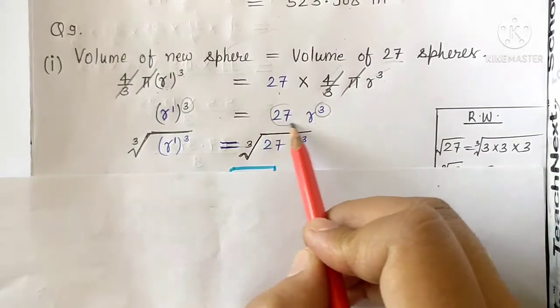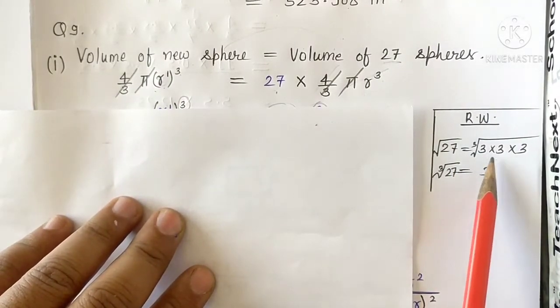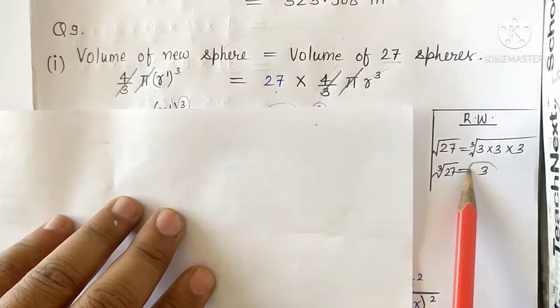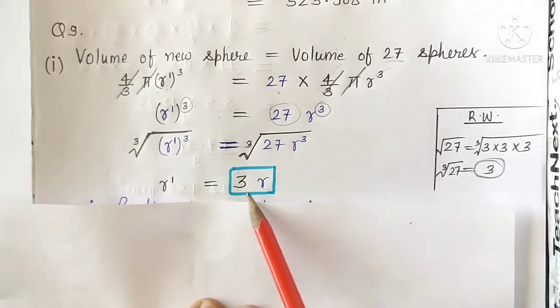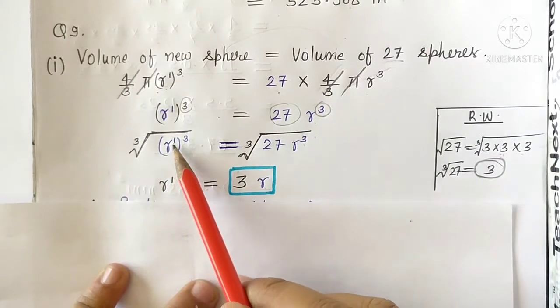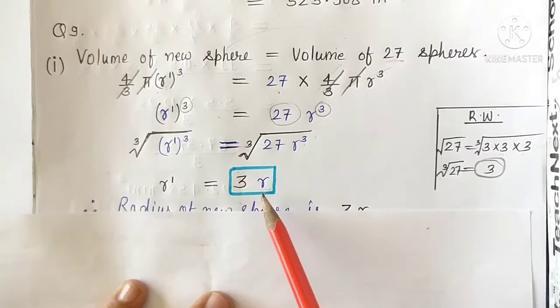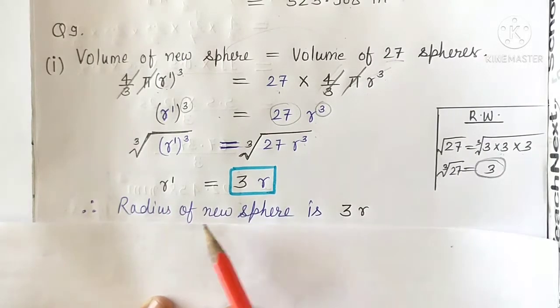So what is the cube root of 27? We know very well 27 equals 3 into 3 into 3. 3 3s are 9, 9 3s are 27. So what will come outside? 3. So in place of 27 I can write 3, and cube root of r cube is r only. Here, r dash cube root is r dash. So r dash value came 3r. So we can say this is the radius of the new sphere.